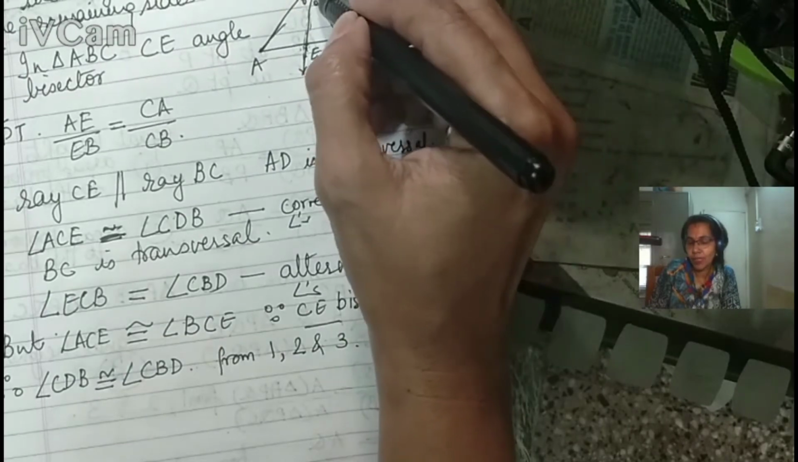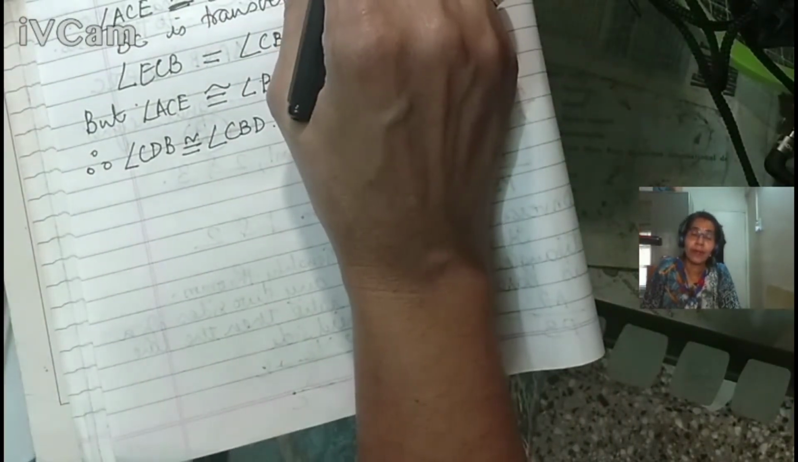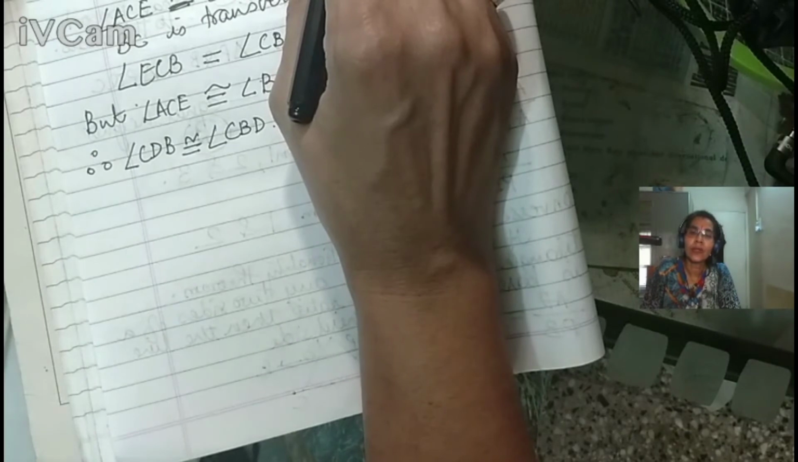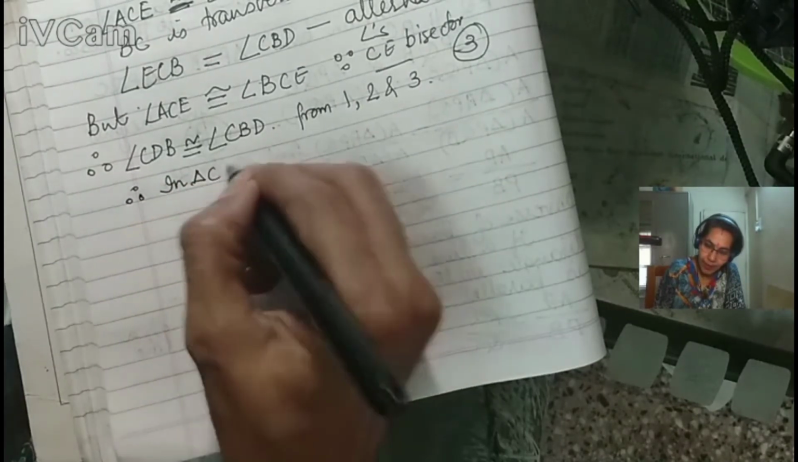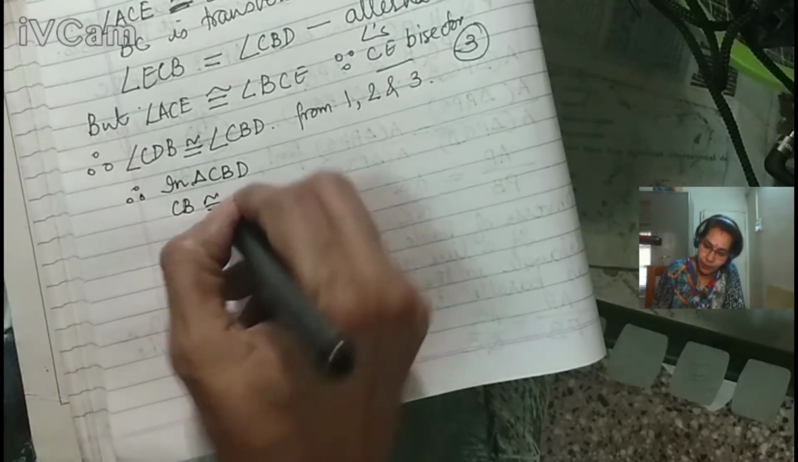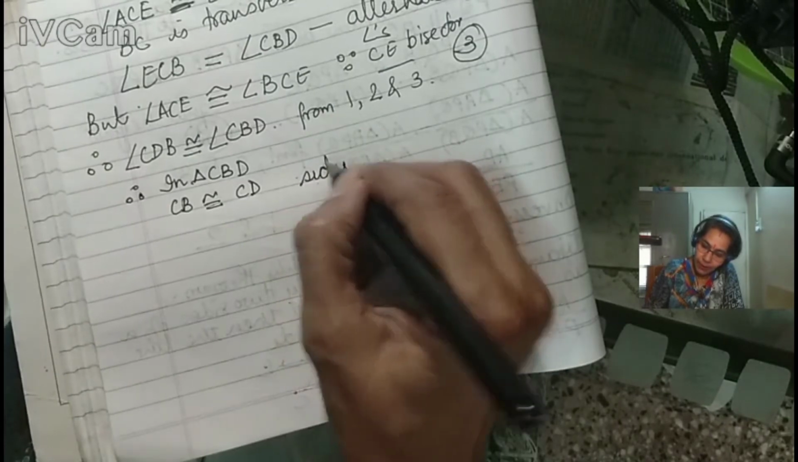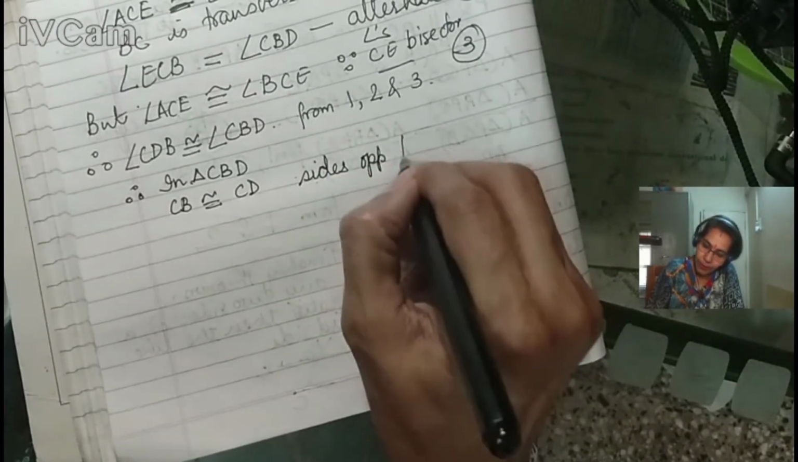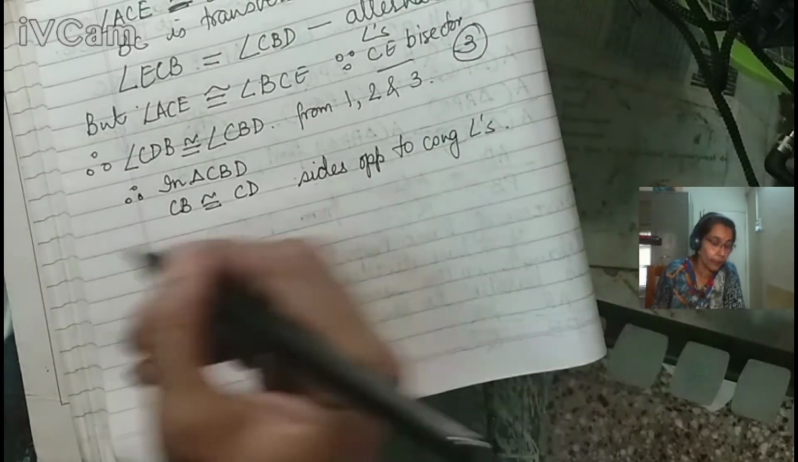Then what can you say about CB and CD? They are going to be equal. Which theorem have I applied over here? I have applied the isosceles triangle theorem. Therefore, in triangle CBD, CB is congruent to CD. Sides opposite to congruent angles.